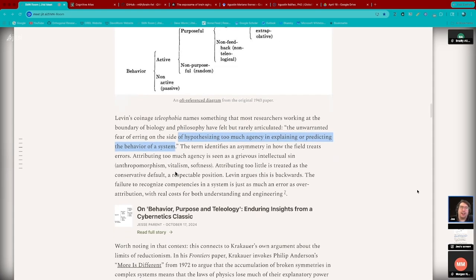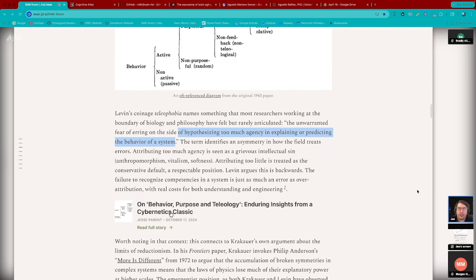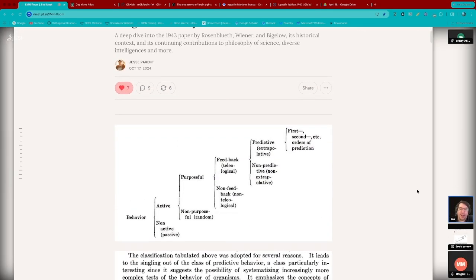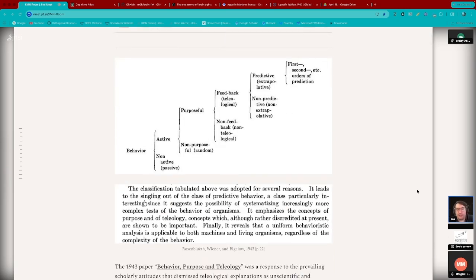And it's kind of a 2025, 2026 take on the opening of my blog post, where I pulled a quote directly, saying, when the authors from 1943 wrote this about the classification tabulated above, done for several reasons, and so on. It emphasizes the concepts of purpose and teleology, concepts which, although rather discredited at present, are shown to be important, and they talk about trying to get this uniform behavioristic analysis approach and their ascending little diagram.